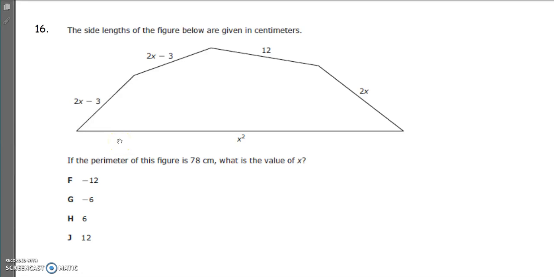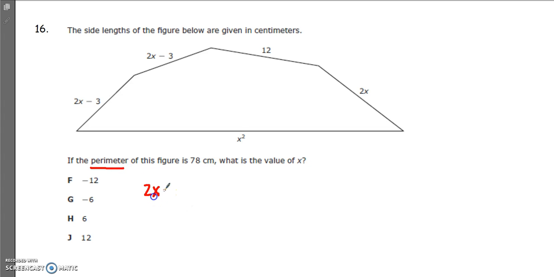Okay, number 16 says the side lengths of the figure below are given in centimeters. If the perimeter of this figure is 78 centimeters, what is the value of x? Okay, so the perimeter, of course, we know that means we just add up all of our sides.